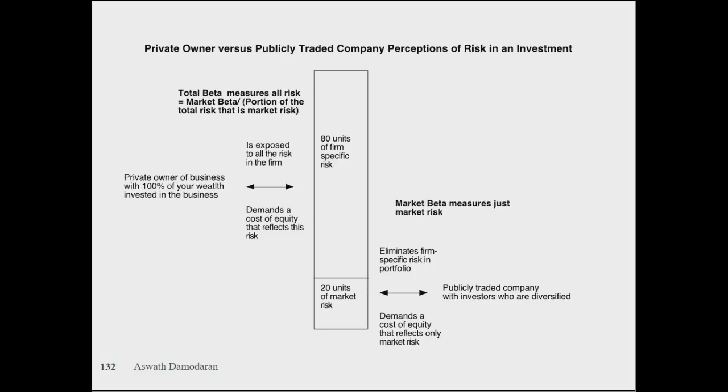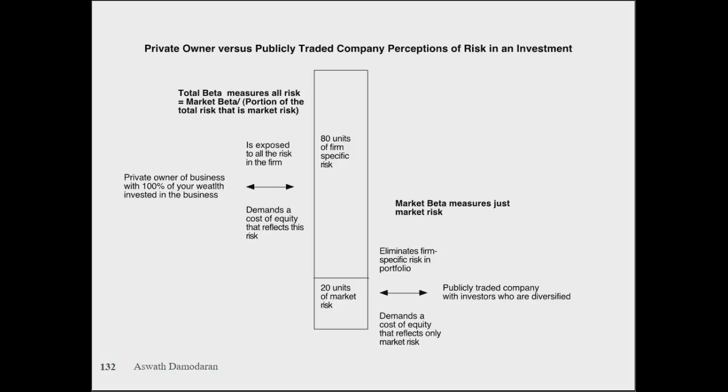Now think about you as a buyer. How many units of risk are you exposed to? All 100, right? So think of it purely from an algebraic standpoint. If you demanded a beta of 0.8 for the 20 units of risk as a diversified investor, since you're undiversified, exposed to all of the risk, roughly speaking, what should your beta be? 5 times 0.8, which is 4. I'm going to call it a total beta. So if you can tell me what percentage of the risk in your business comes from the market, I can take a beta and scale it up to reflect the rest of the risk and call it a total beta.